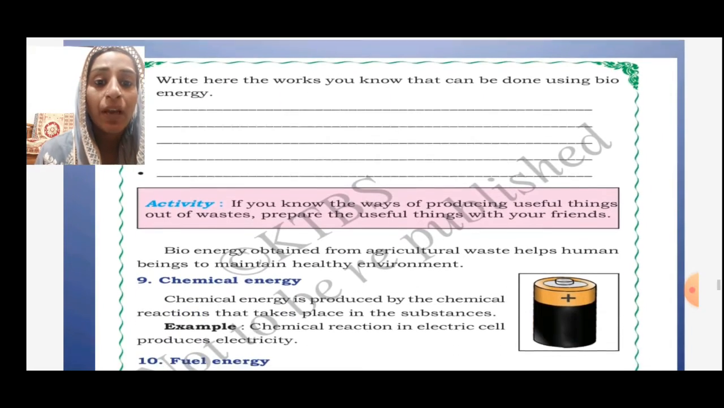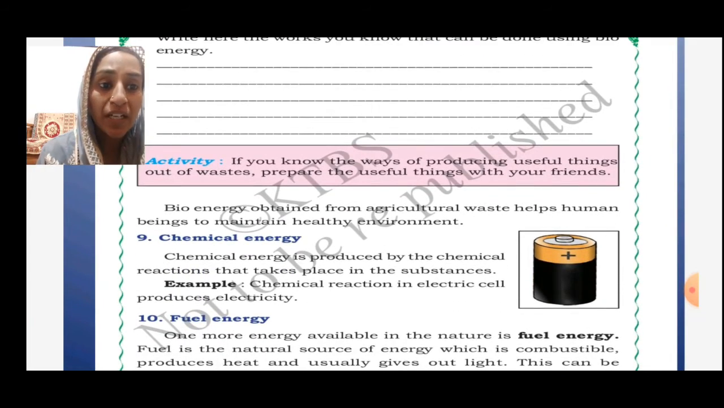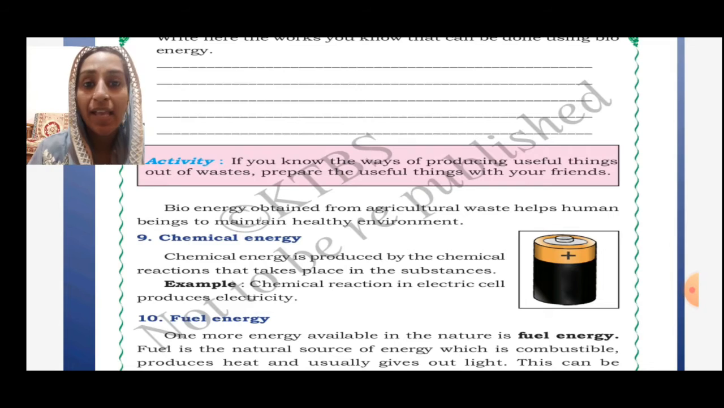Okay. Bioenergy obtained from the agriculture waste helps human beings to maintain a healthy environment. Why is it maintaining a healthy environment? Because it does not have any chemicals. It is natural, so it maintains a healthy environment.